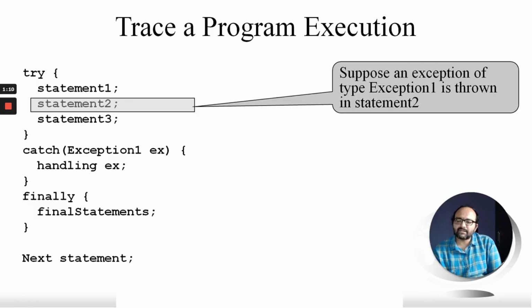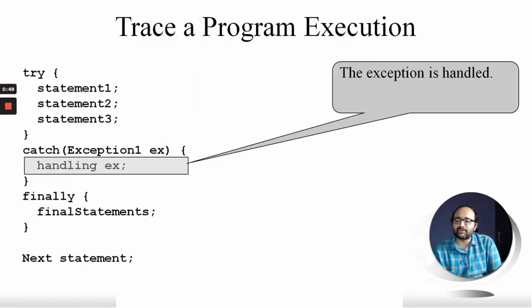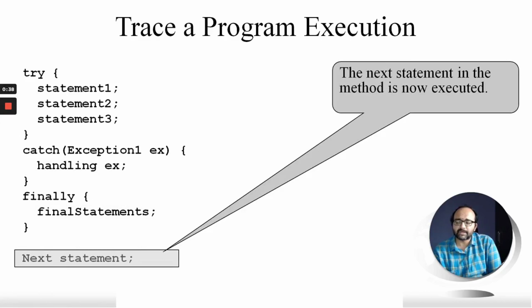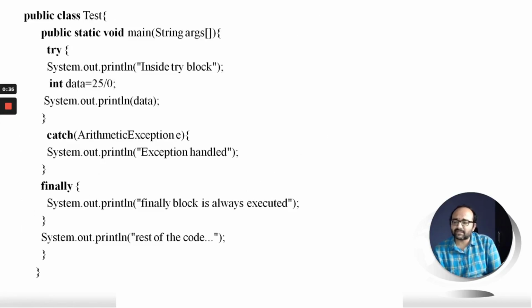Now consider a scenario where statement 2 written inside a try block is causing an exception, and name this exception as exception 1. Correspondingly, we have implemented a catch block for the same exception 1. So its corresponding catch block will be executed, and later the block of statements written inside the finally block will be executed, followed by the next statement.